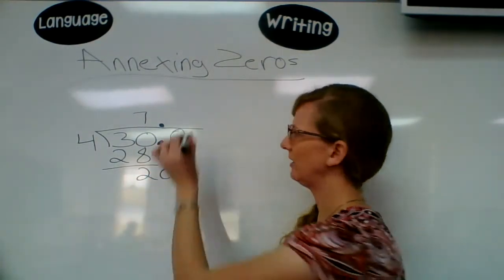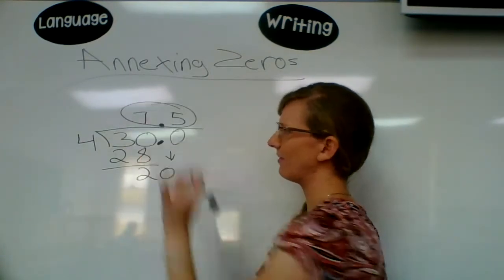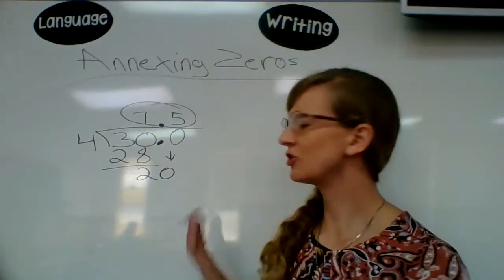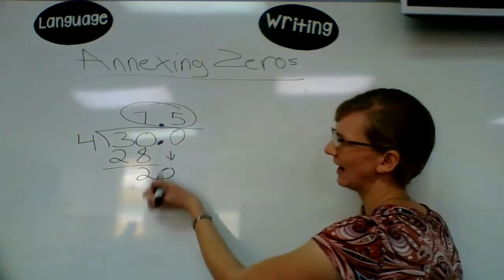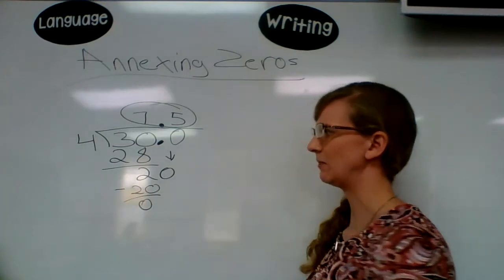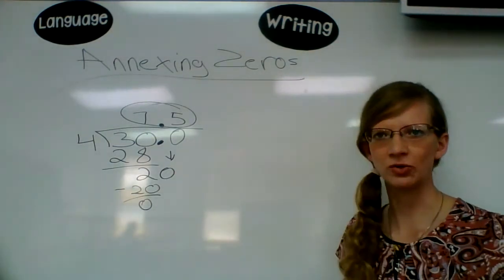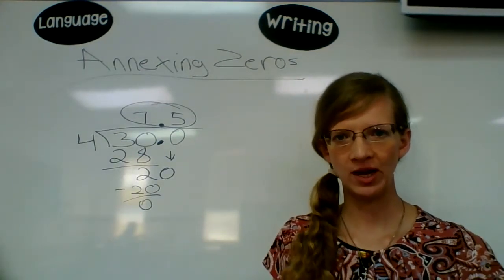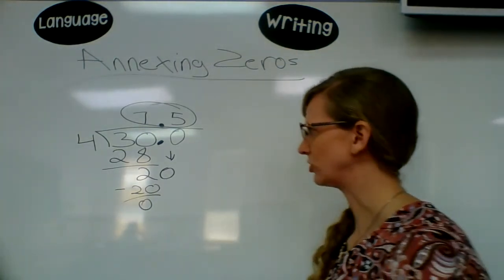4 goes into 20 5 times. So now I have 7.5 as my answer, which is the same as 7 and 1/2. It's just written out as a decimal. So you can keep adding zeros. Here I ended with 0 remainder, so I don't have to keep going. But if I had a remainder, I can keep adding as many zeros as I want after the decimal point, without changing the problem. And you just keep going until there's no remainder.